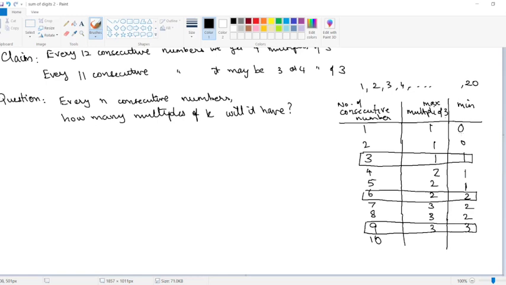Just tell me if this is fine. N minus k by k, plus 1. Plus 1 is a different thing, it is not included in this. Right. So N, like K. I'll just show this.